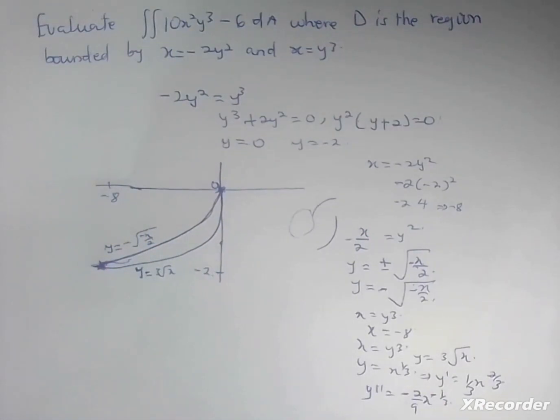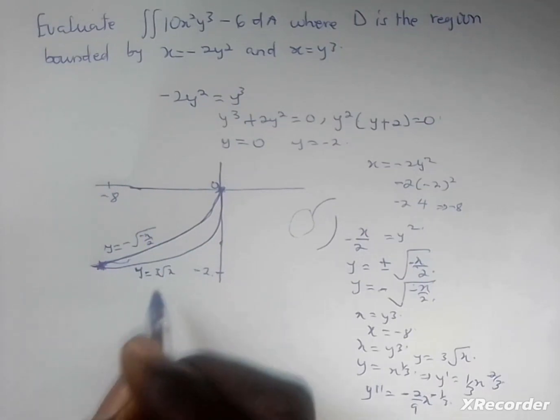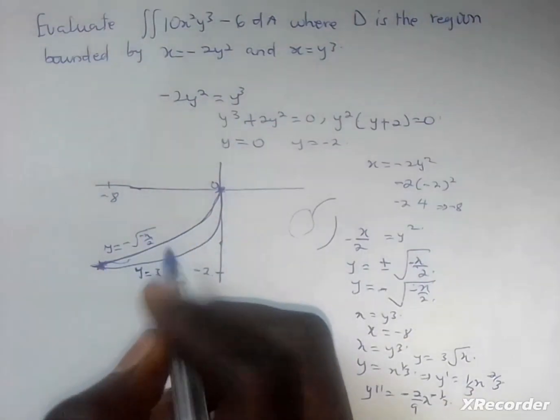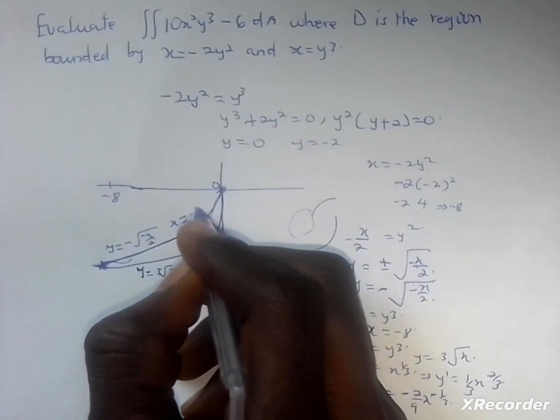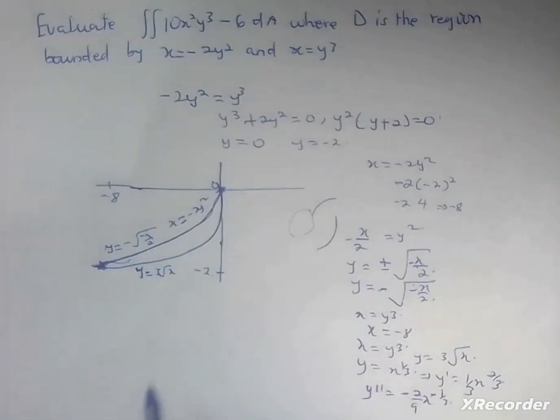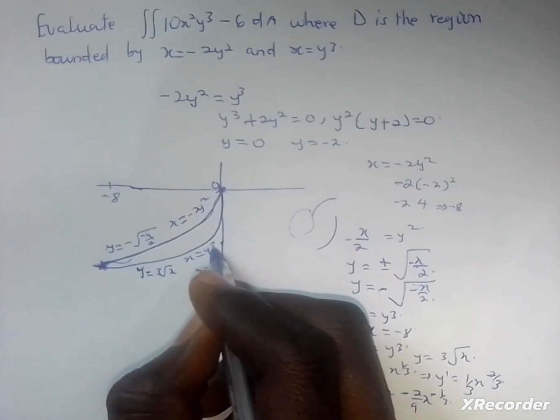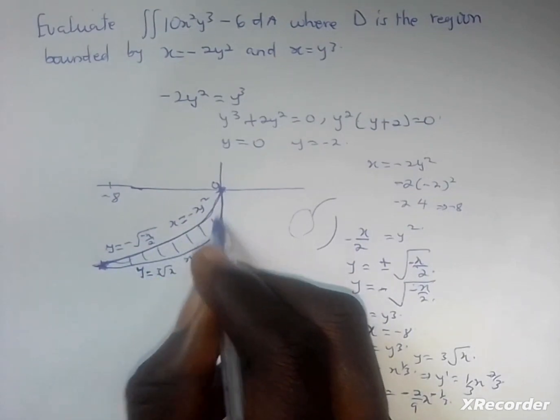So this is how we represent our boundaries in the xy plane. When you do this, we can bring the x representation. So this is the same as x equals negative 2y squared, and the base here is the same as x equals y cubed. So this is our region.